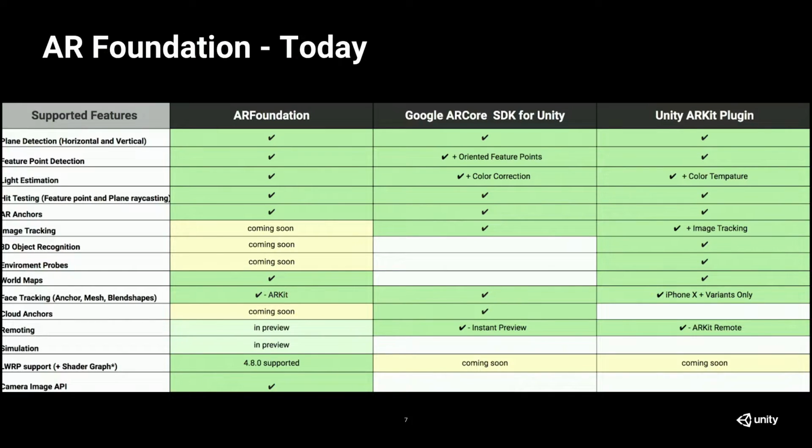You can see we also have some unique features like remoting and simulation. The lightweight render pipeline support is only available via AR Foundation, and I'll be touching on how you can utilize that. And lastly, that camera image API, which I mentioned earlier. The real goal of AR Foundation is to completely fill up the AR Foundation column with all of the unique and shared features. And as the different platforms catch up and add more functionality, we can utilize those hooks that we've already put in place.